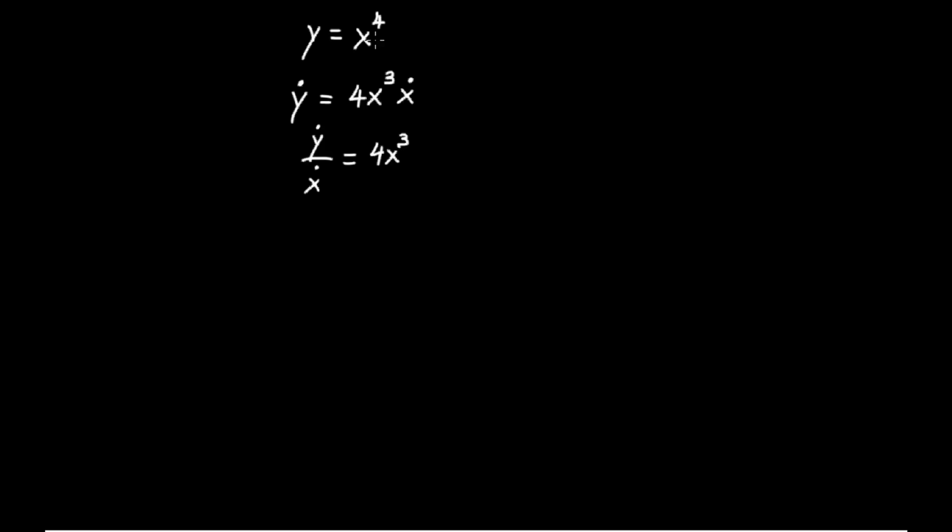Now the question is, can we invert this whole process? Instead of going from x to the fourth to 4x cubed, is there a way to go backwards, or to find the antiderivative? And it turns out, of course, there is. If you have already taken calculus, you probably know this already. But the general rule is, if I have y dot over x dot is equal to x to the n power, to find y, I look at that power, I add 1, and I write x to the n plus 1, and then I divide by n plus 1.